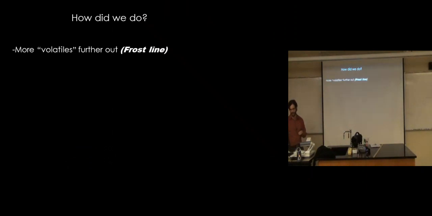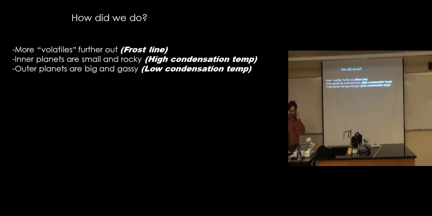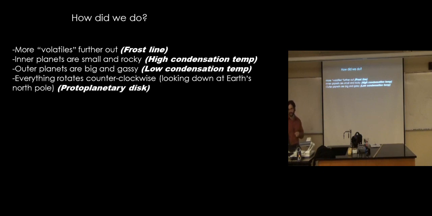So let's see how we did with this story. The idea of a frost line, or the temperature of the proto-sun, explains how we got more volatiles farther out. Inner planets are small and rocky. That's also the idea of the condensation temperature, because if you're closer to the eventual sun, you have a higher temperature, and therefore only rocks and metals can condense, not volatiles and gases. Same thing, outer planets are bigger and gassier because they're able to trap more of the gases.